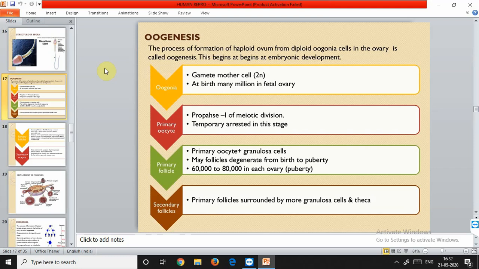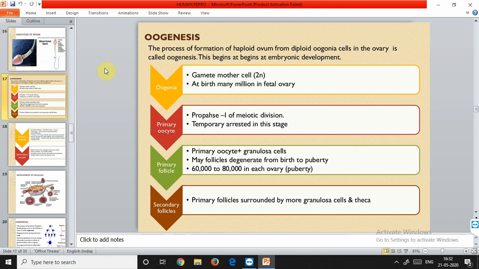What does the growth phase include? The oogonium, which developed in the multiplication phase, does not divide but increases in size, and this forms the primary oocyte. The growth is associated with both nuclear and cytoplasmic growth. In spermatogenesis, we have seen that there was no increase in the size of the cytoplasm, but in this case the growth is of both the nucleus as well as the cytoplasm.